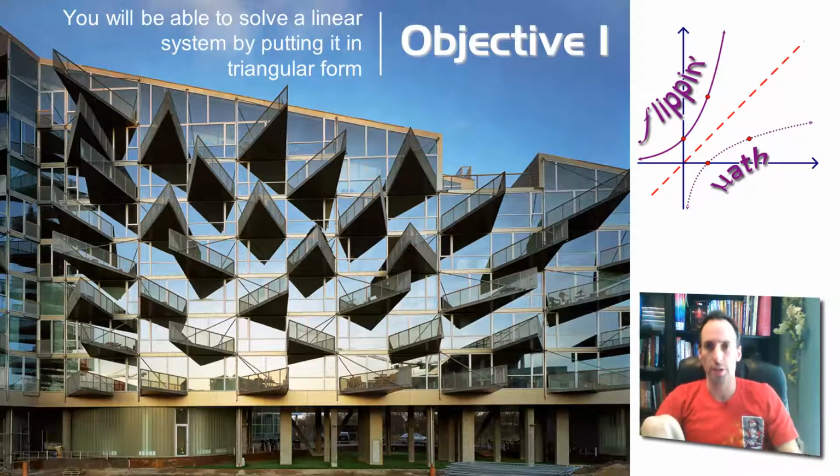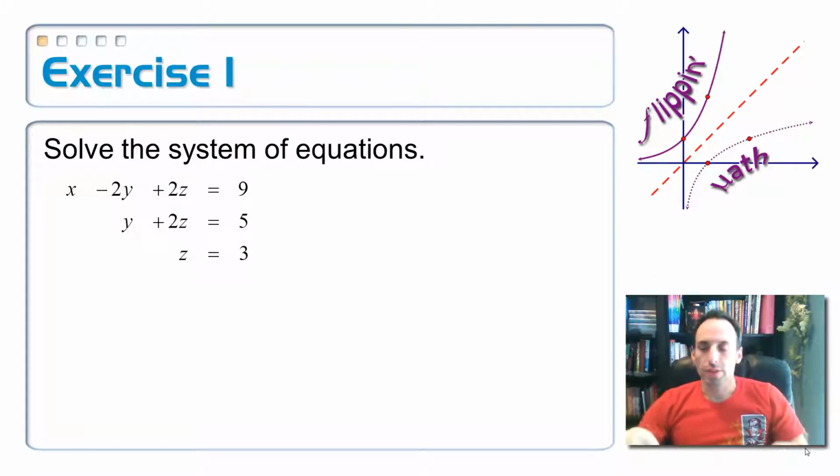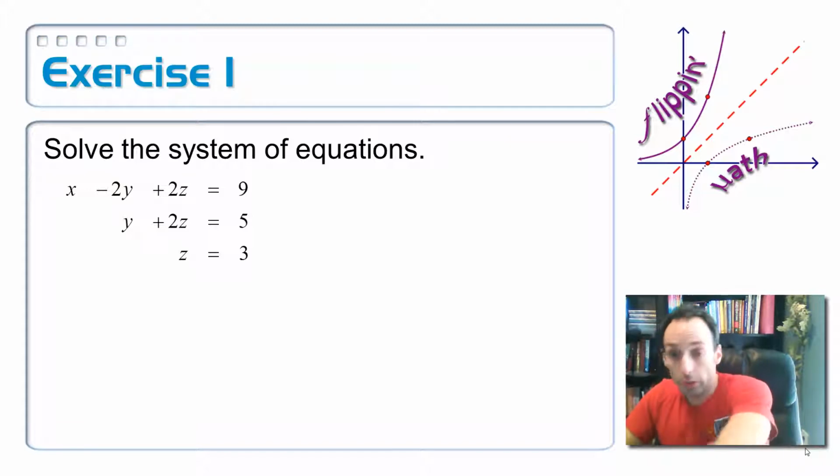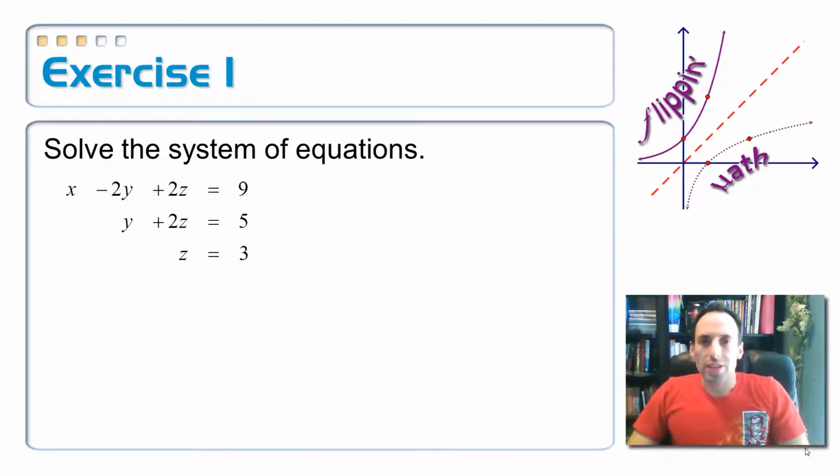So our first objective, take a look at that picture. It looks pretty sweet. I would live there. You can see all these triangular patio looking things, and what we're doing in this objective is being able to solve a linear equation when it's in triangular form. Okay, so take a look at this first exercise. We're going to solve this system of equations. And if I look at this, sure, it has x, y, and z, but say the second equation here doesn't have any x's in it, and the third equation doesn't have x or y in it. And that makes this thing very, very easy to solve.